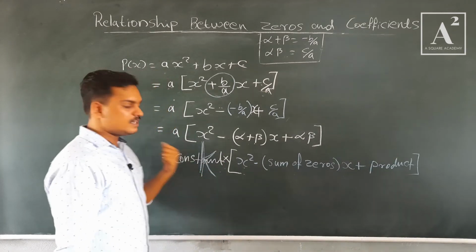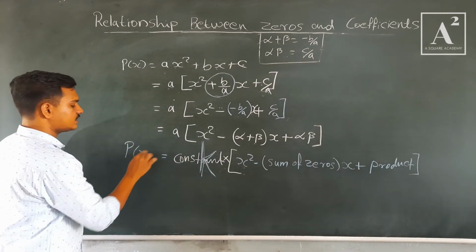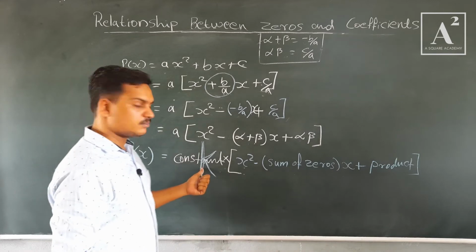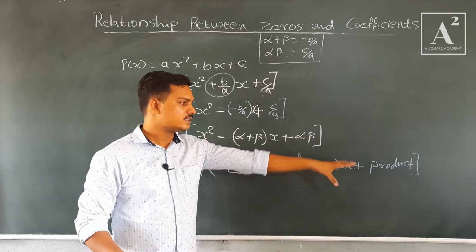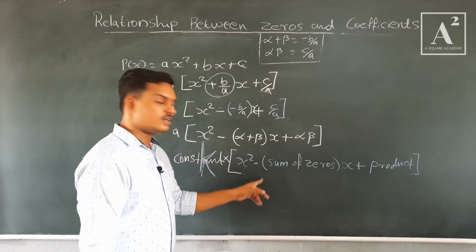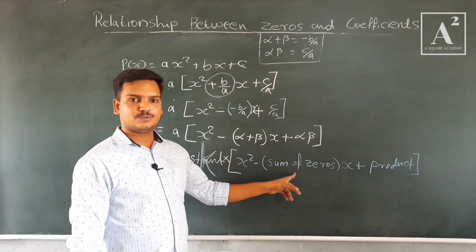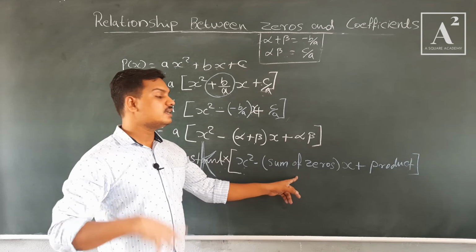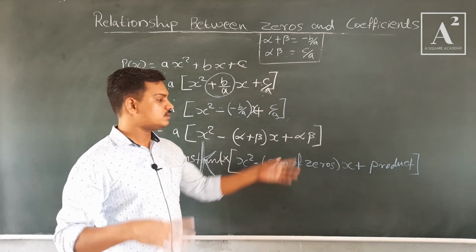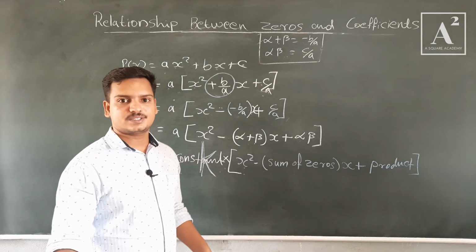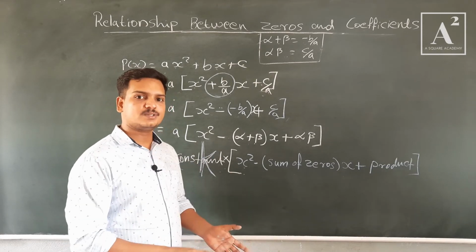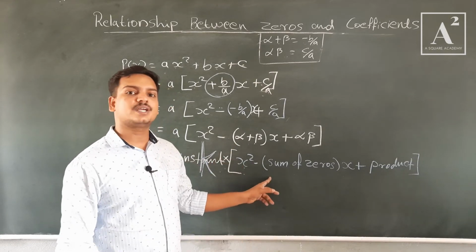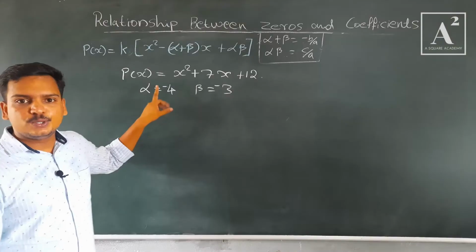Also this one: any polynomial p of x, you can write as some constant term into x square minus sum of zeros into x plus product. We use this when we know the zeros of the polynomial, or the sum or product of the zeros. In such a situation, for finding the polynomial from zeros, you can use this expression. Okay, look at this example.